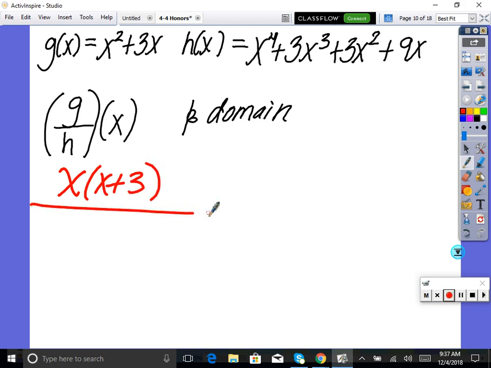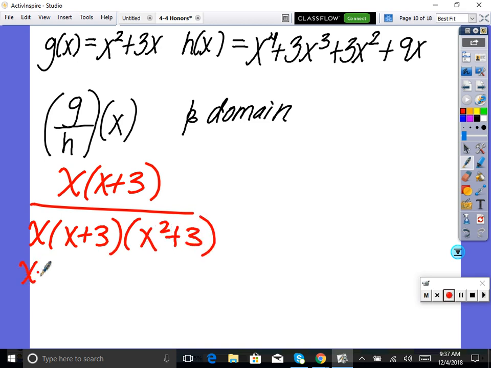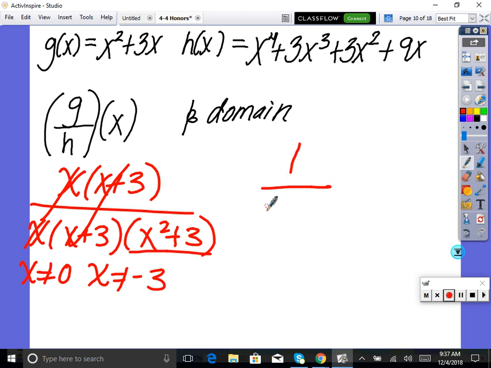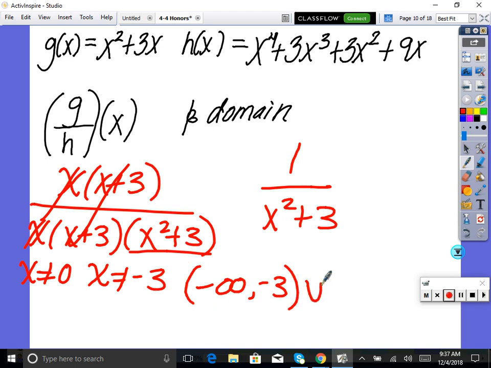So the bottom factors to be x, x plus 3, and then x squared plus 3. So my restrictions are x cannot be 0 or negative 3. That would create imaginary, so no restriction there. Divides out. So 1 over x squared plus 3. Very good. And then our domain would be negative infinity up to negative 3, union negative 3 up to 0, union 0 to infinity. I saw a lot of good things out there.